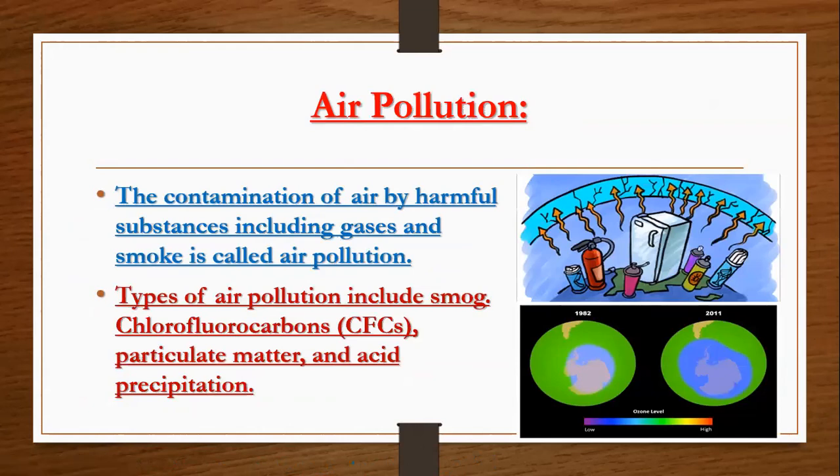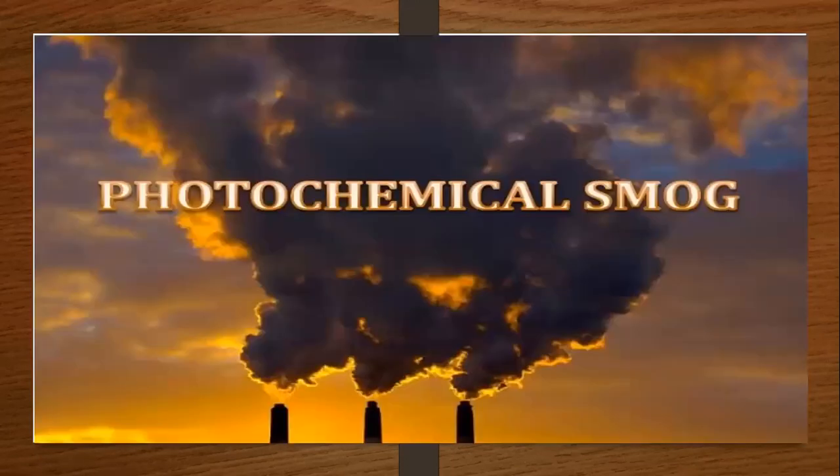What are the sources, causes, or types of air pollution? Inshallah, in this lesson we will talk about four sources or causes. The first one is called photochemical smog. The second is CFCs, chlorofluorocarbons. The third is particulate matter. And the last one is acid precipitation.